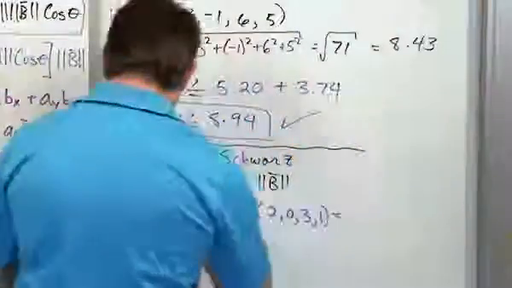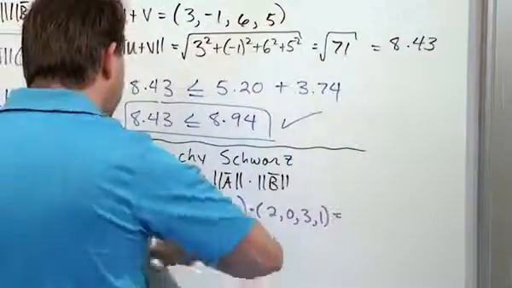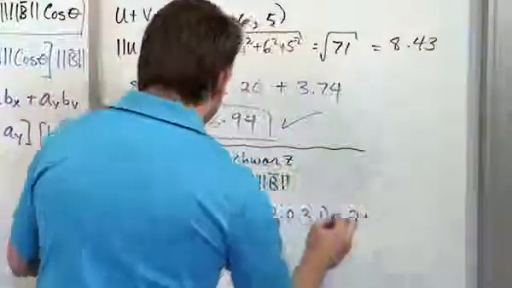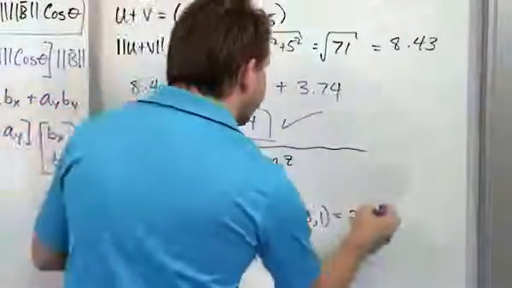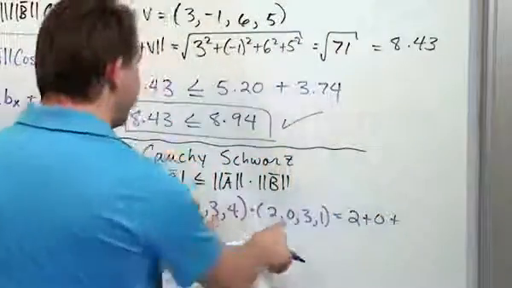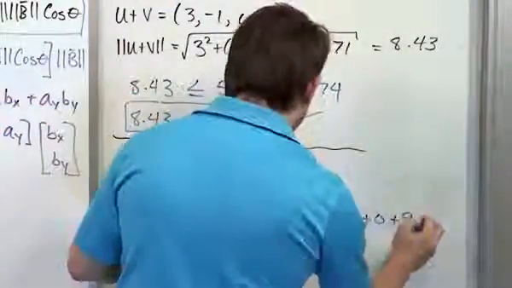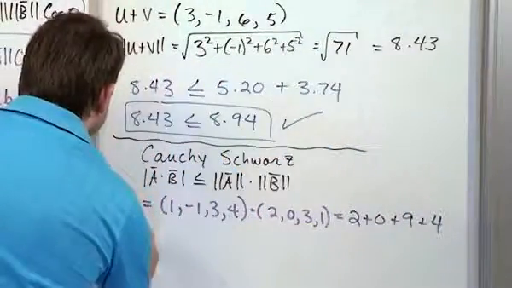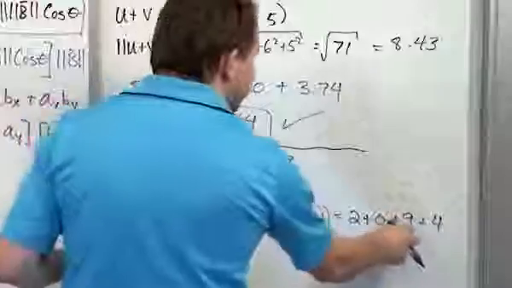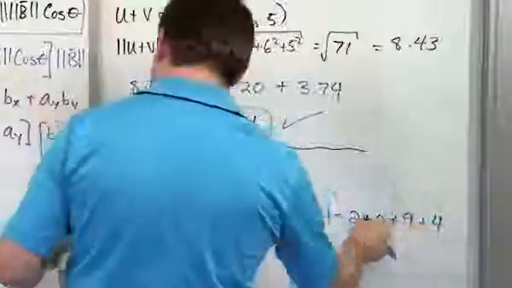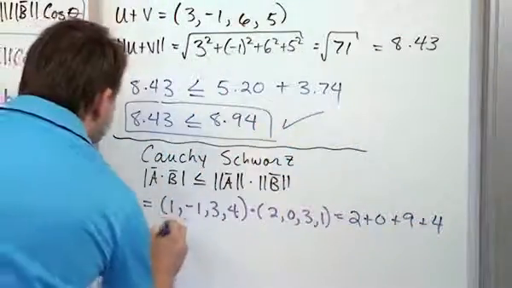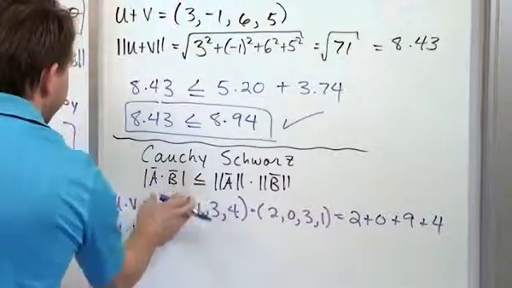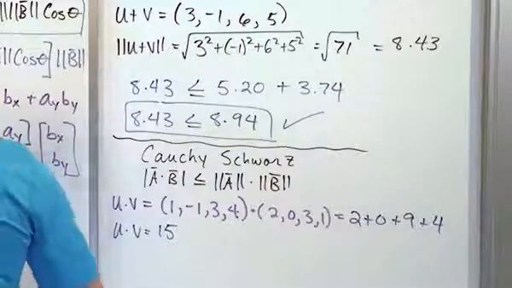Whenever we dot these together, you look at the individual components. 1 times 2 is 2. Then negative 1 times 0 is 0. Then 3 times 3 is 9. And then 4 times 1 is 4. So u dot v is 2, 0, 9, 4: 9, 10, 11, 12, 13, 14, 15. So we have 15. And of course, if you take the absolute value of this, which is what we're doing here, the absolute value of a positive number is just a positive number.